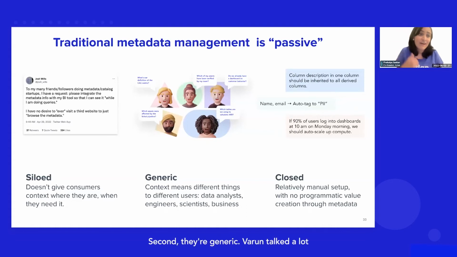Second, they're generic. Varun talked a lot about personalization, so I won't go deeper into this, but context means very different things to different people, right? A data engineer, when they look at that same table, cares about the quality tests and the pipeline metrics. An analyst, when they look at that same table, cares about column descriptions and frequency distribution. When Netflix can give you and me completely personalized experiences, why can't we do something like that for our data teams? And third, they're pretty closed systems, right? They're relatively manual. Metadata goes in and gets locked up, and can't really drive a ton of the programmatic value that metadata can drive today in the ecosystem.